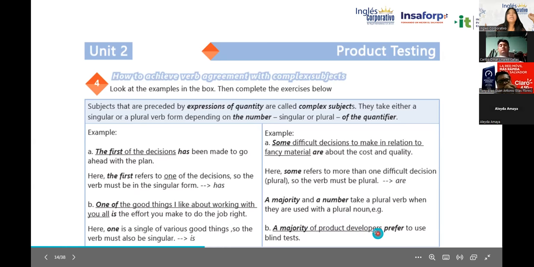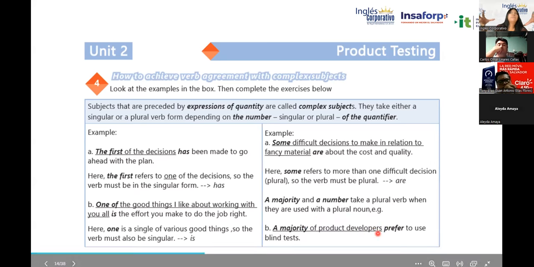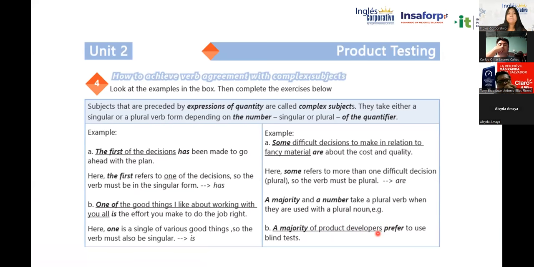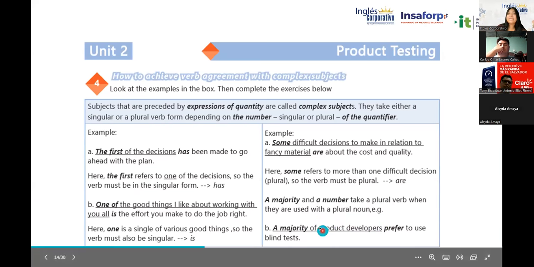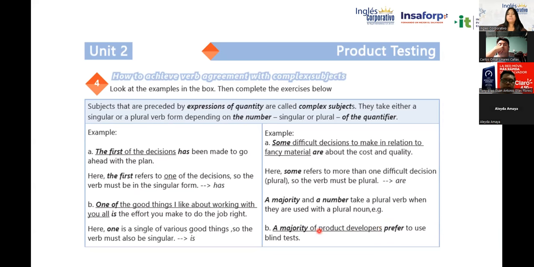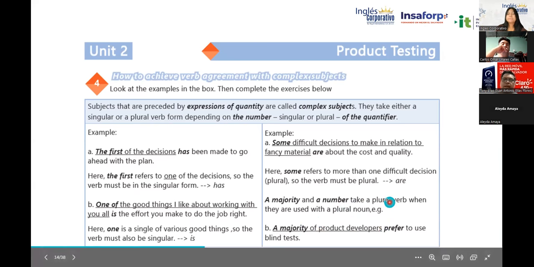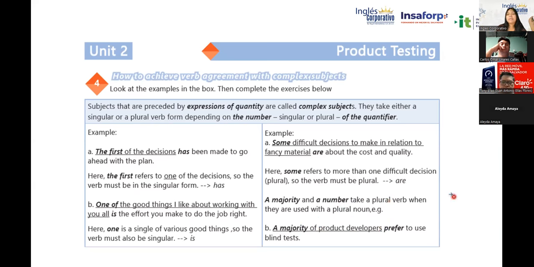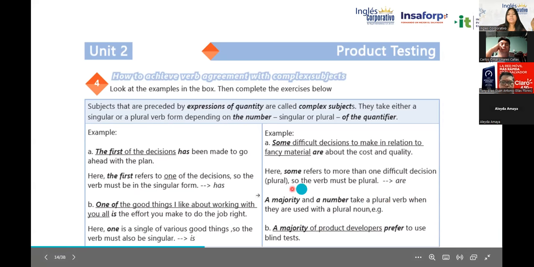Even though, as you said, it is a group of people, right? But here it is the plural noun. In this case, a majority and a number are the exception to the rule. Correct. It's plural. All the time it is plural. Yes, exactly. This is the exception. That is correct.